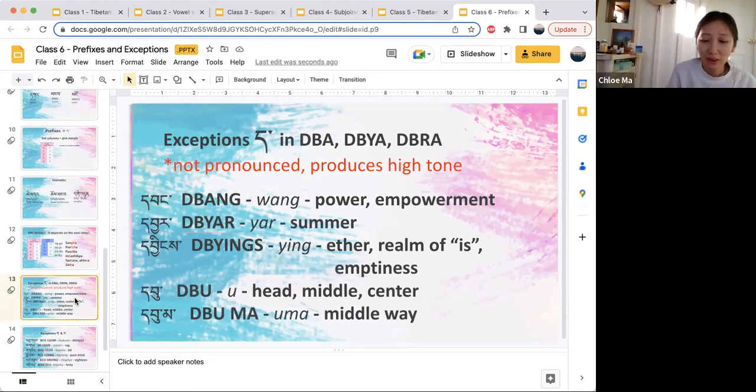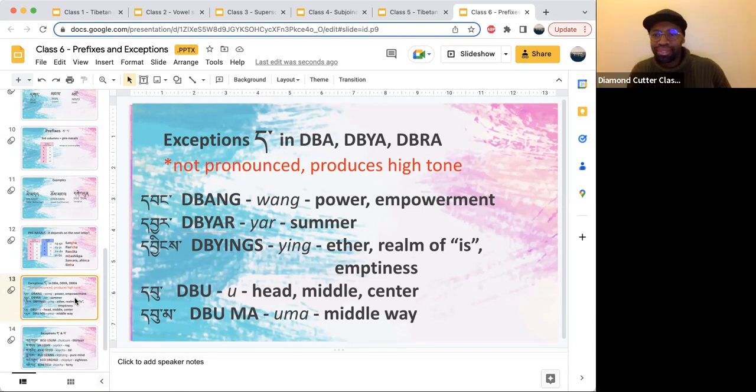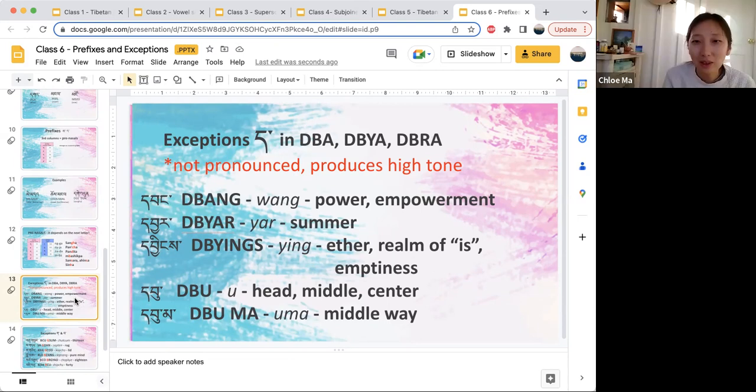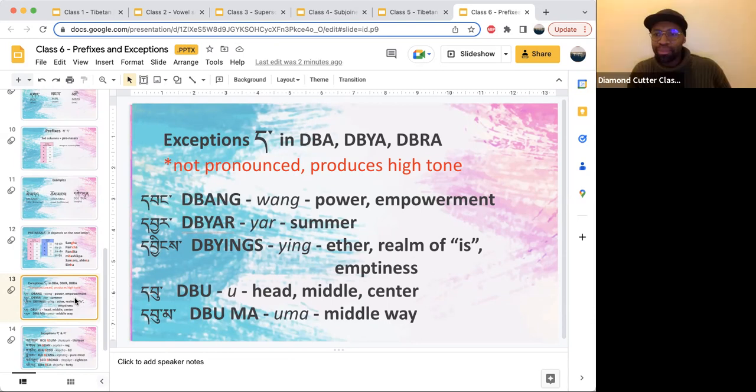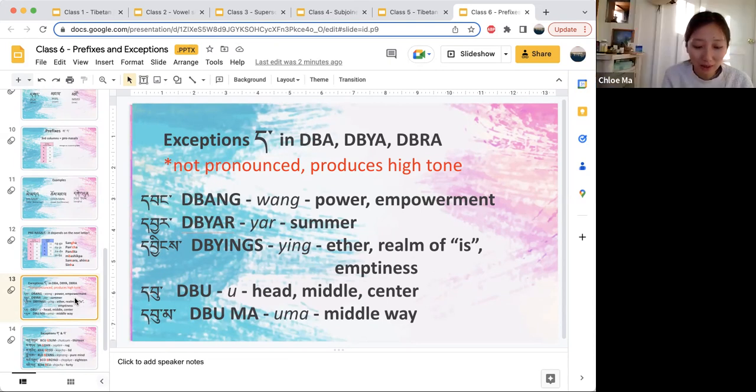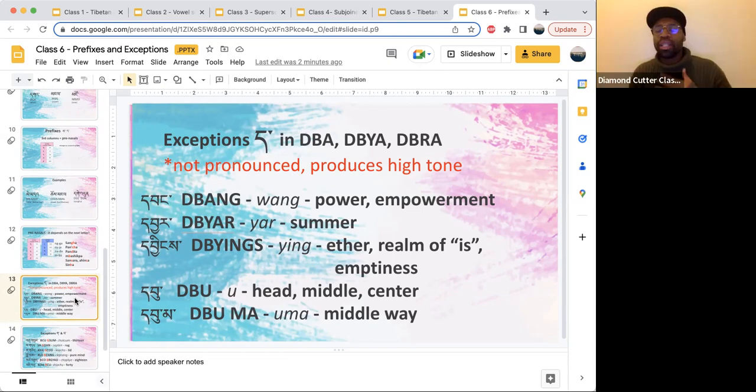I have a question. Is there a secondary prefix? No. Okay, so the second character of the word is always the main letter? No. Then how do you know which one is the main letter in like 7 different characters? Okay, let's do exceptions next time. Let's practice reading now.